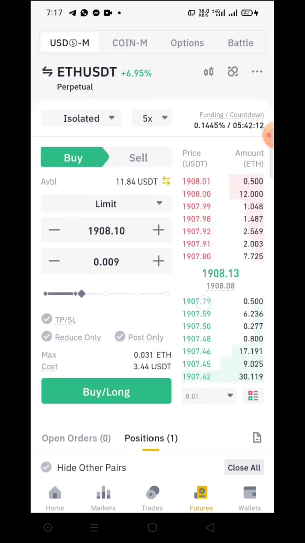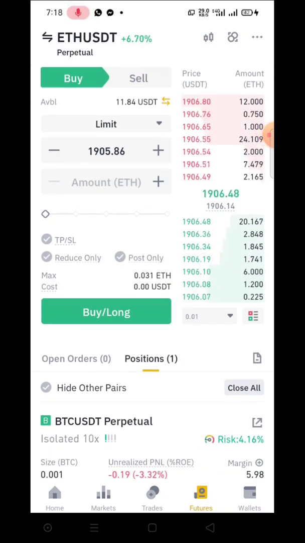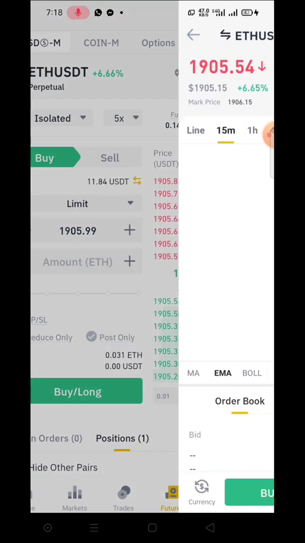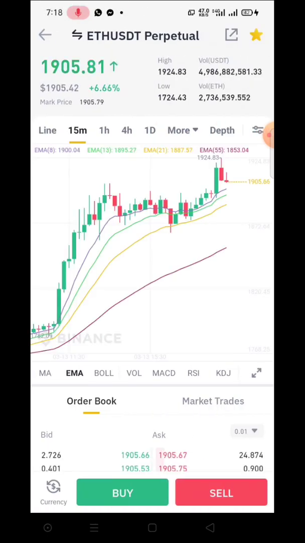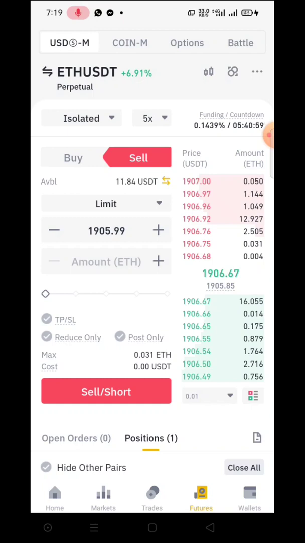Now I want to buy at this market rate. Like I was saying, I want to buy Ethereum at this current price, hoping it's going to increase a little. Or is it dropping? Okay, it's dropping. But you don't just guess, it can shoot up anytime. So let's say we want to sell because it's dropping.